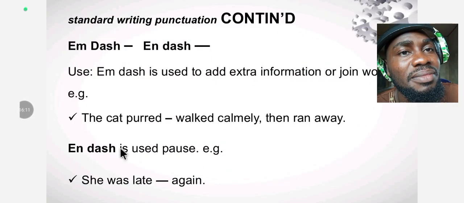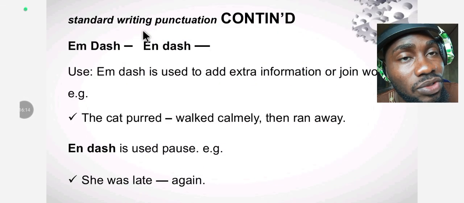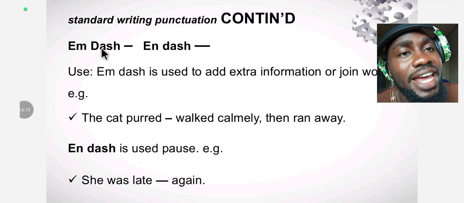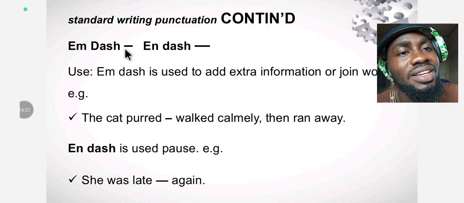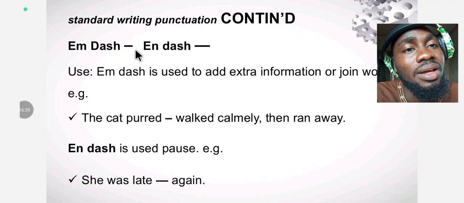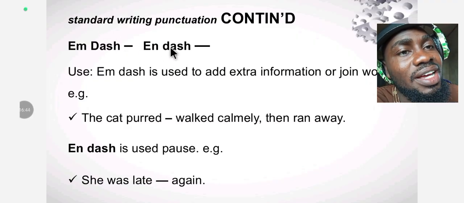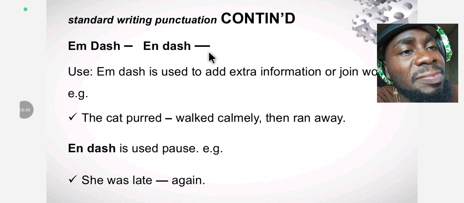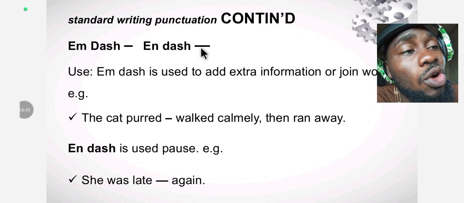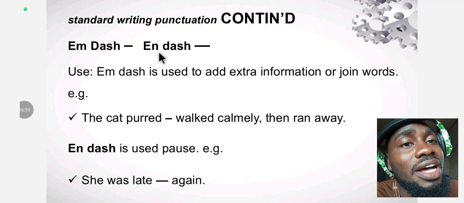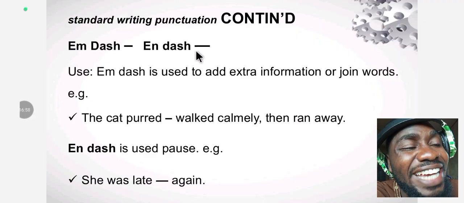Next, still under the standard writing punctuation signs, we have here the M dash, EM dash. This is the M dash. Remember how I told you to differentiate it from hyphen. M dash is longer than hyphen. We also have N dash. The N dash is longer than all of them. It's longer than M dash. That's the key difference between the M dash and the N dash. N is longer than M.